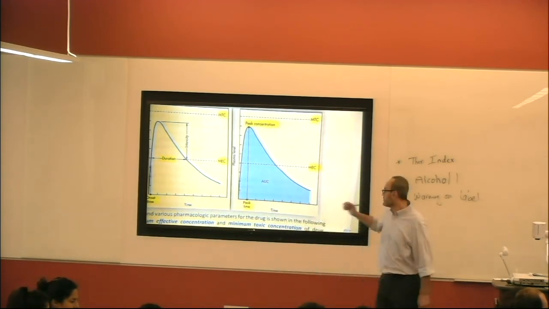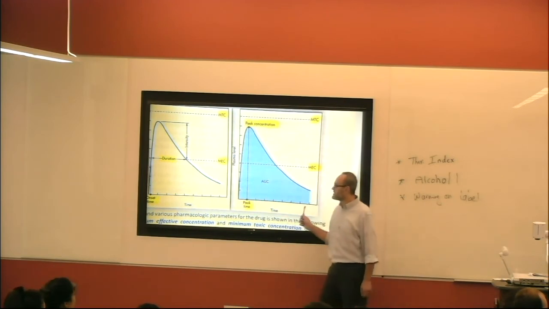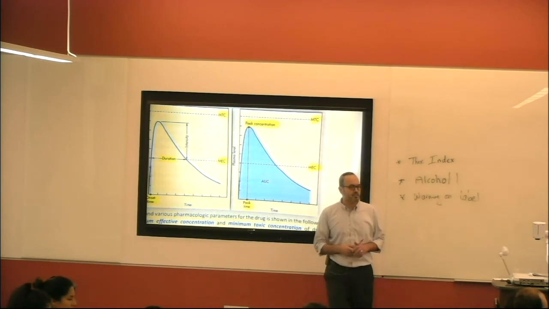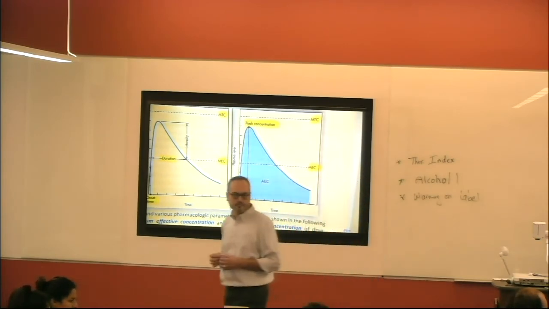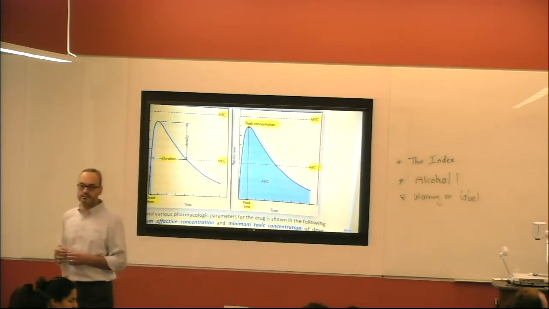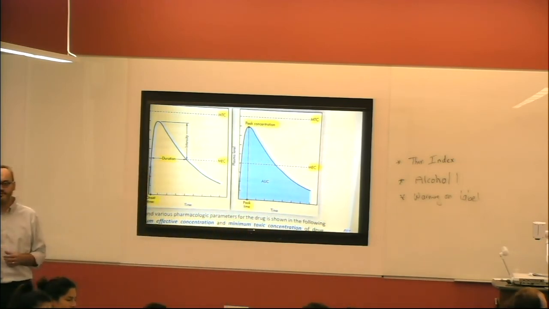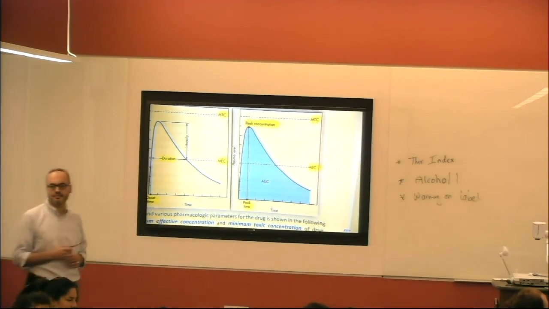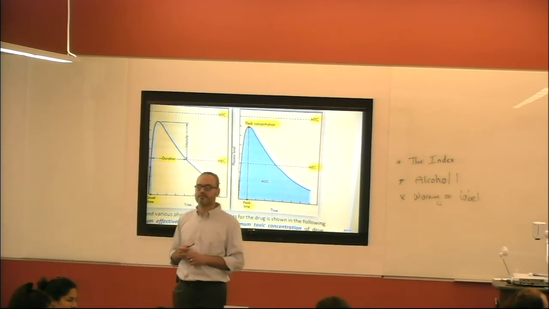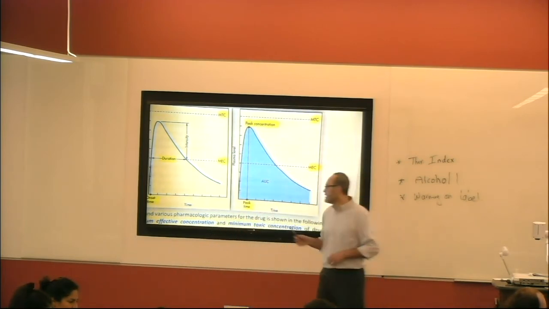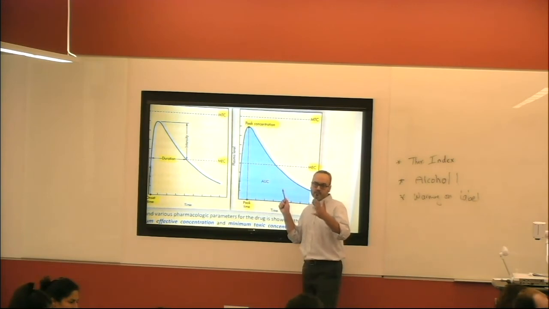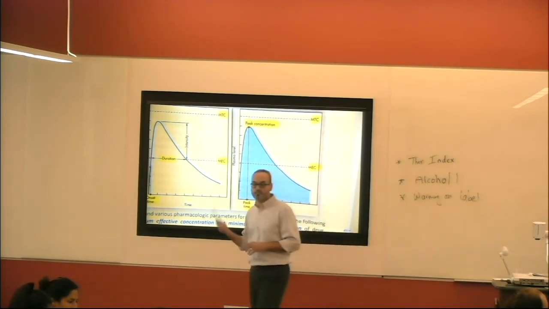So this graph, can you look up the time? We're going to use this scale to measure the half-life. Can you use this graph to measure the half-life for this drug? How? I'm saying, can we use this graph to calculate the T half-life, just by looking at this graph?